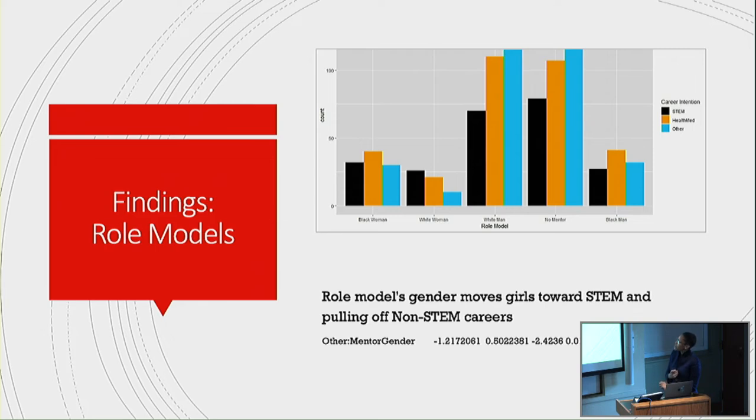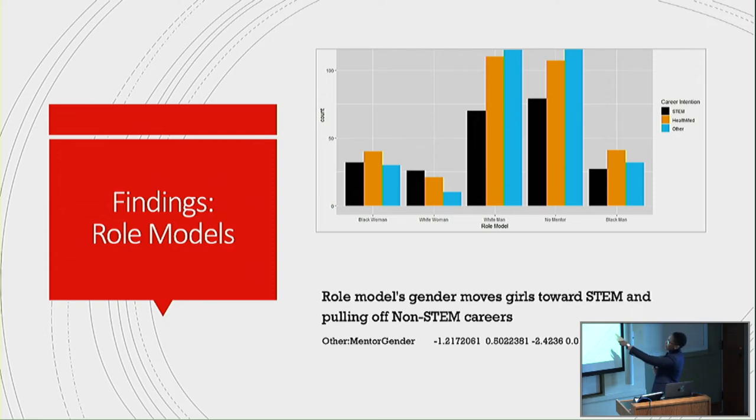Another finding was this idea of role models. The significant finding here was that role models' gender actually moves girls towards STEM and pulls them off of non-STEM careers. If you take a look across the bottom here, on the far left you'll see Black women, and on the right, Black men. In the center, in general, most of these girls have mostly white male mentors, or next to that, they don't have a mentor at all, which I'm sure is for a lot of different reasons, especially in a STEM field that's still not very diverse. That kind of makes sense.